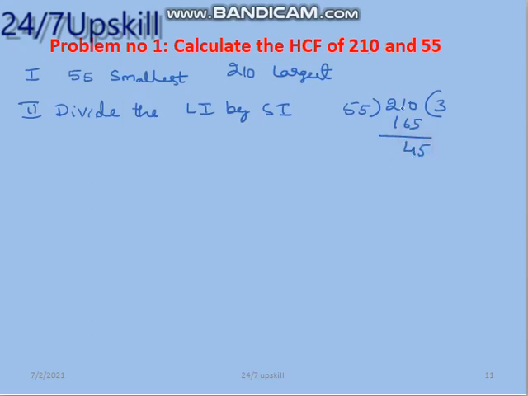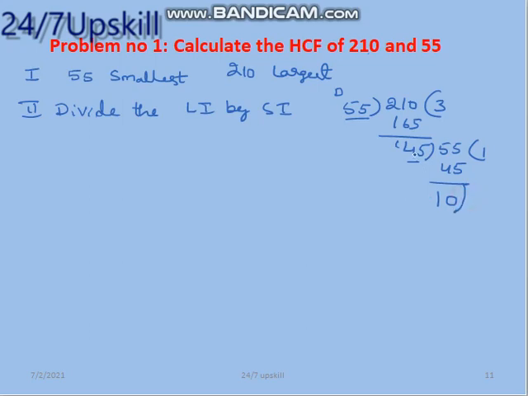So I have to go with the third step, dividing the divisor by the remainder. This is the divisor and this is the remainder. So 55 should be divided by 45. 45 ones are 45, so we'll get the remainder as 10. Again, I have not got the remainder as 0, so continue the third step.